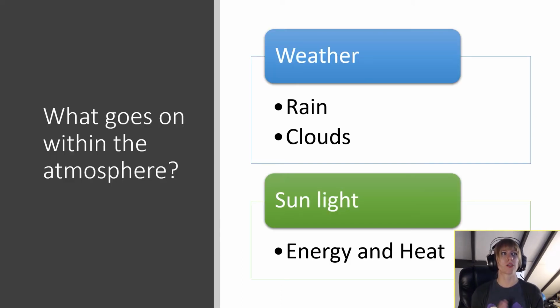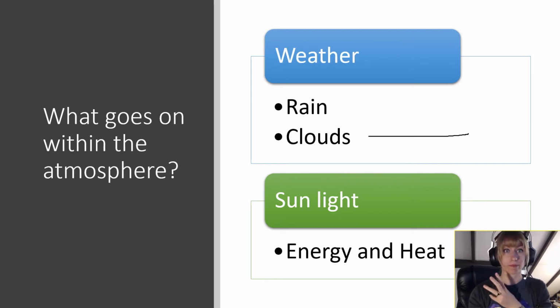All right, so what goes on within our atmosphere? Well, we have weather. So we're going to see rain, formation of clouds. We're going to have sunlight, and so we're going to have energy and heat production. And there's a lot of things that come out of this. So clouds aren't just all at one layer. Clouds will form at varying layers.